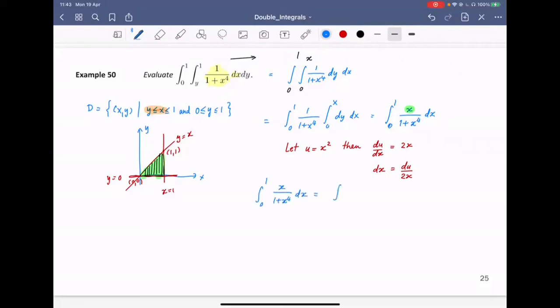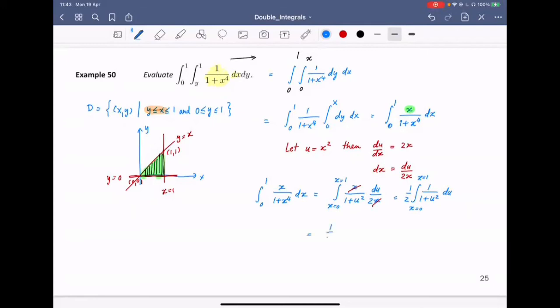This is going to be the integral of x over 1 plus u squared, right? Because x to the fourth power, this is x squared squared, so this is u squared. And then dx is going to be du over 2x. All right, this cancels out. And then this is going to be 1/2 the integral of 1 over 1 plus u squared du. Keep in mind, this is x from 0 to 1. I switched to the u already, but at the end, when we plug in, we're going to plug in x from 0 to 1.